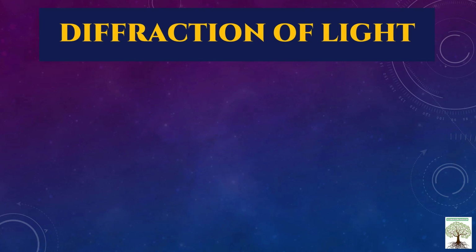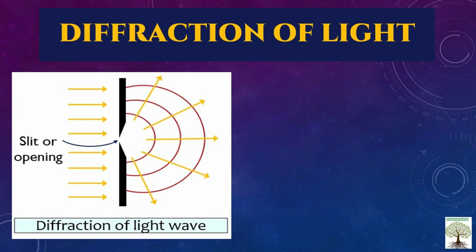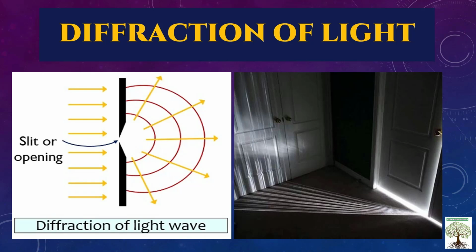Next property is diffraction of light. What is diffraction of light? As you can see here, there is a slit, or one opening, a hole. When light passes through this hole, it will diffract in different directions. So diffraction is defined as the spreading out of a wave as it passes through a small opening. Diffraction is the spreading of waves that happens when they pass through a narrow opening or around a small obstacle along their path. This is the property of light, diffraction of light.